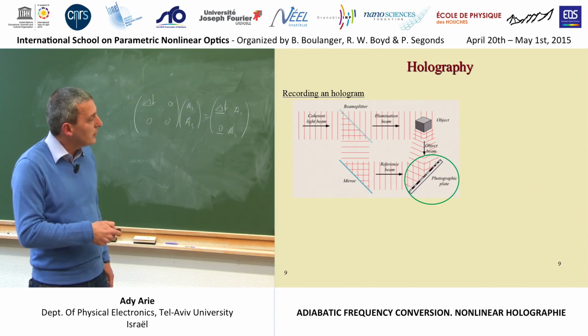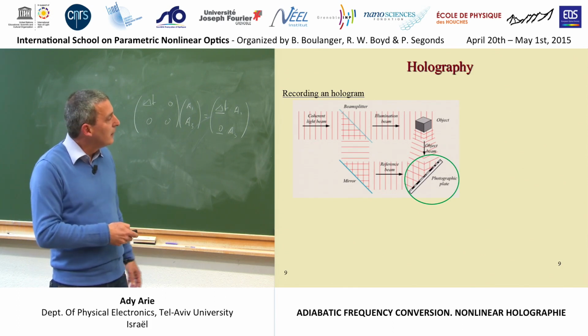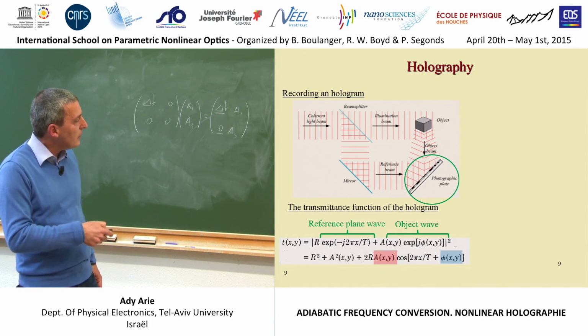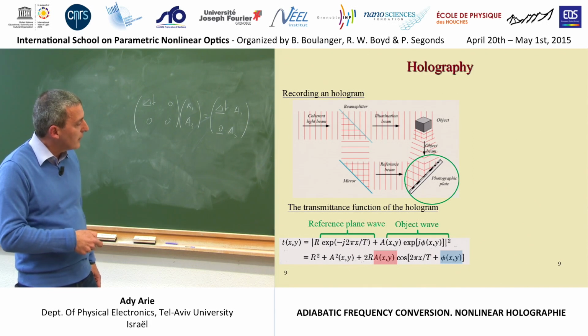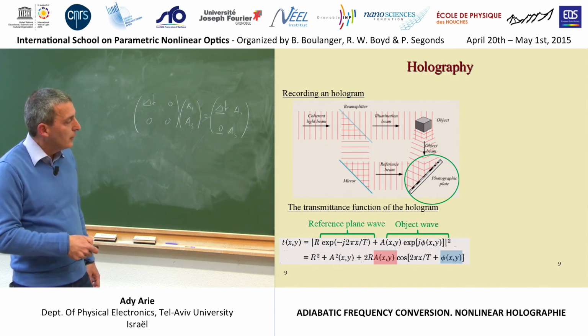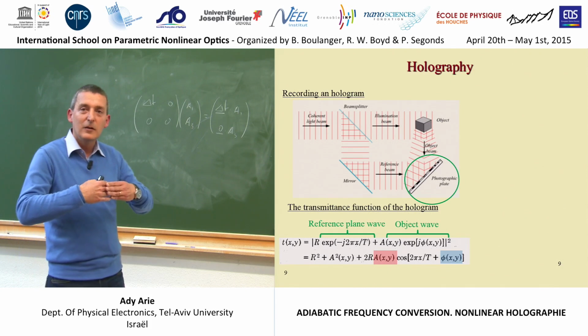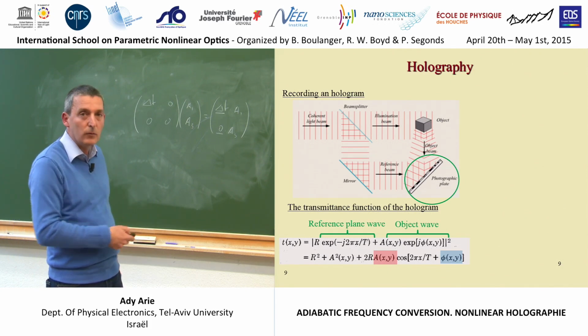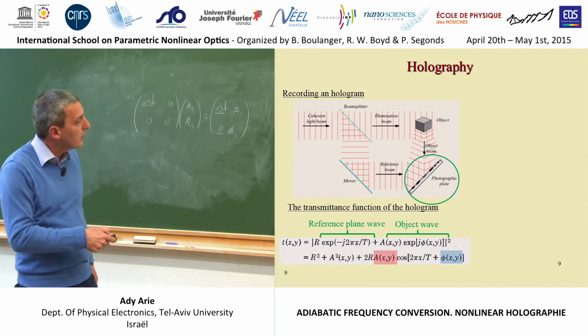Originally, this was done on a photographic plate. If I write this down, I have this reference wave and the object wave. But the important part is this mixing term. In the mixing term, we have amplitude and phase modulation of some carrier wave. The carrier wave is just the mixing of, let's say, a plane wave that would come from here and a plane wave that will come from here. So this is a recording of a hologram.